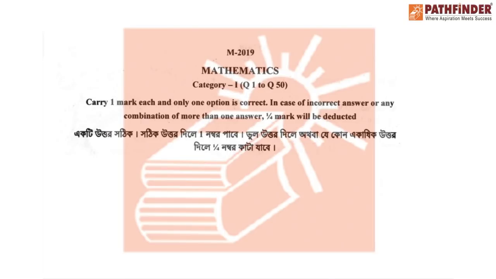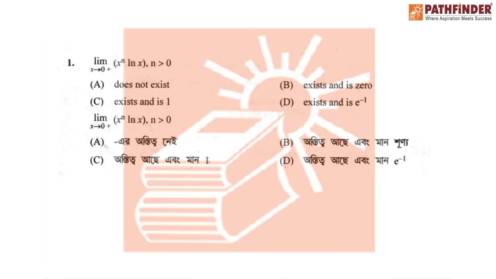Okay, today we are going to discuss the WBJEE mathematics paper. Category 1, question number 1 to 50. Carry 1 mark each and only one option is correct. For a negative, incorrect answer, or a combination of more than one answer, 1/4 mark will be deducted. So, let's start. Question number 1.